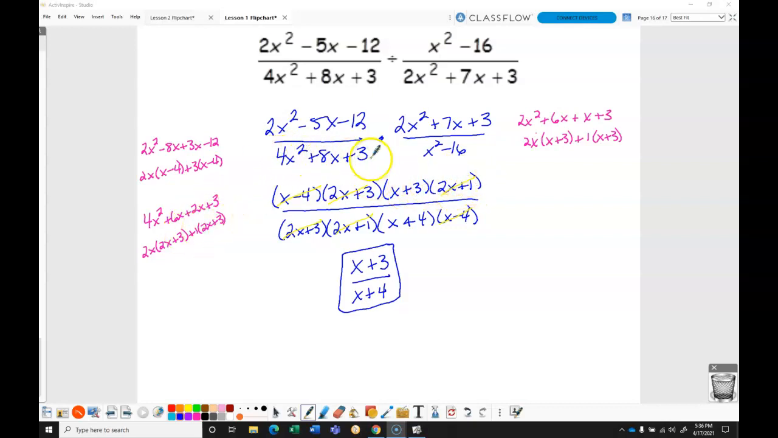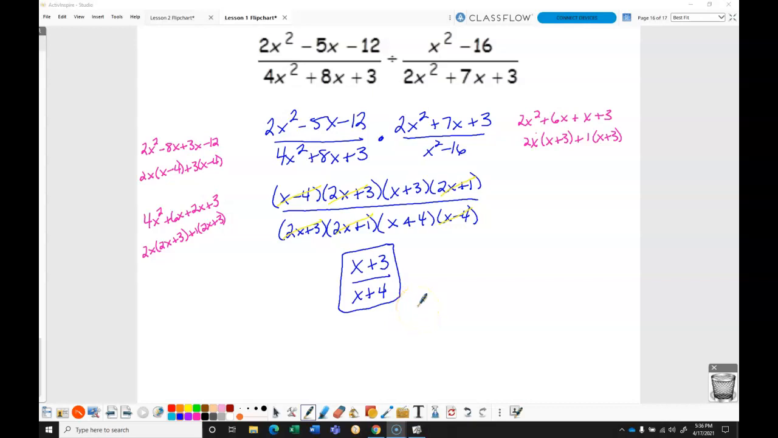And then I moved to the bottom, and this was ugly too, so it was what multiplied to 12 and added to 8. And what I got was 6x and 2x. So I did my factoring by grouping to get the 2x plus 3 and the 2x plus 1. This last one was the easiest part. It was the difference of two perfect squares, so it gave me x plus 4 and x minus 4. And then it became kind of pretty because my x minus 4 is canceled, my 2x plus 3 is canceled, and my 2x plus 1 is canceled. I was only left with one factor in the numerator and one factor in the denominator.